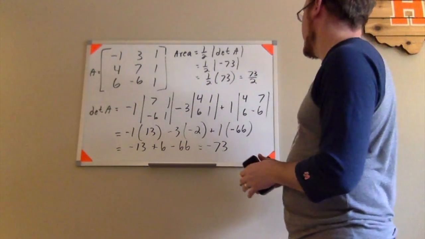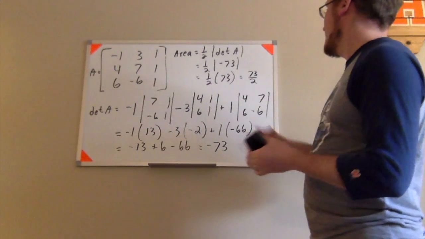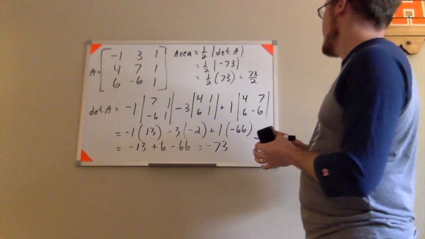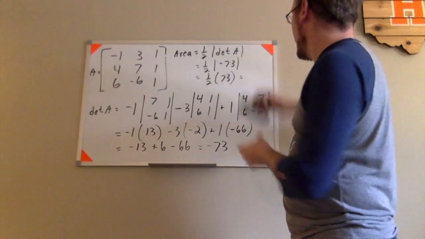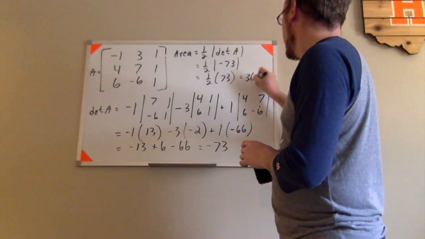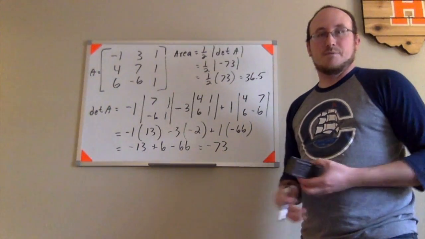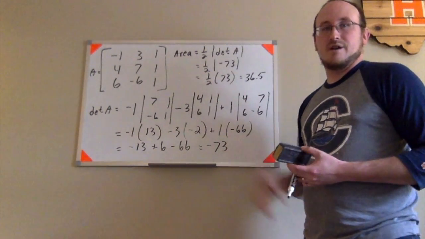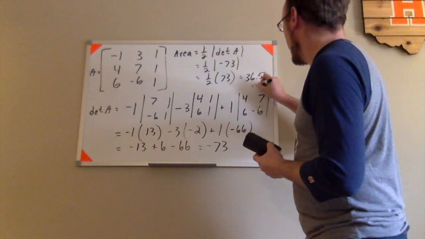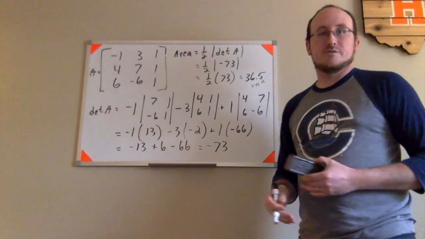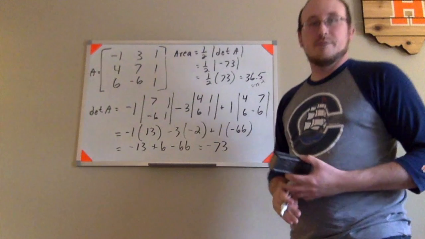I guess if you would prefer the decimal there, that would be, what, 36.5. So either one, 73 halves or 36.5, for the area of that triangle. Again, that's in square units. Don't forget your units of measure since we're dealing with area. That's triangle number 1.